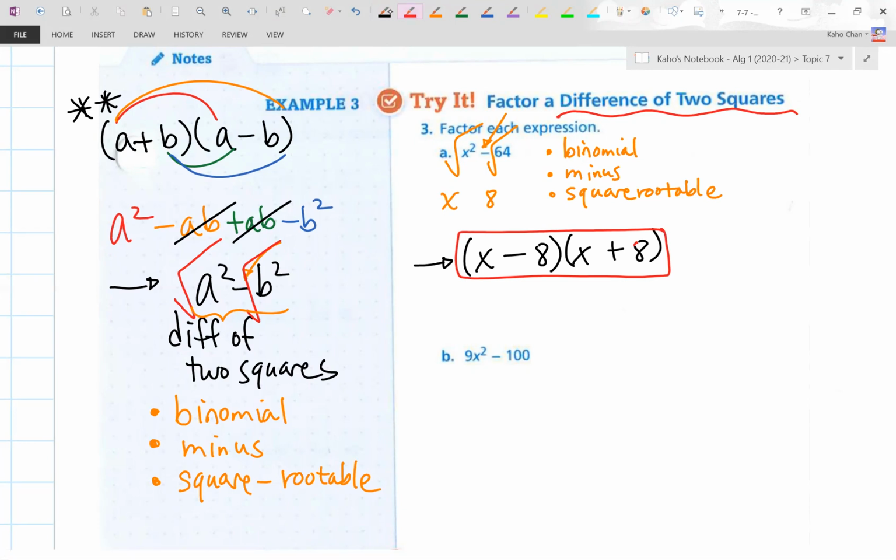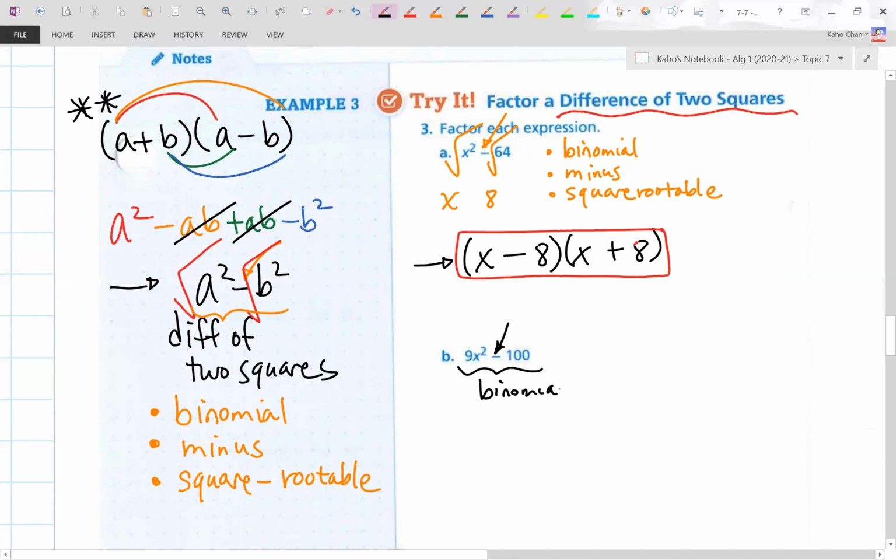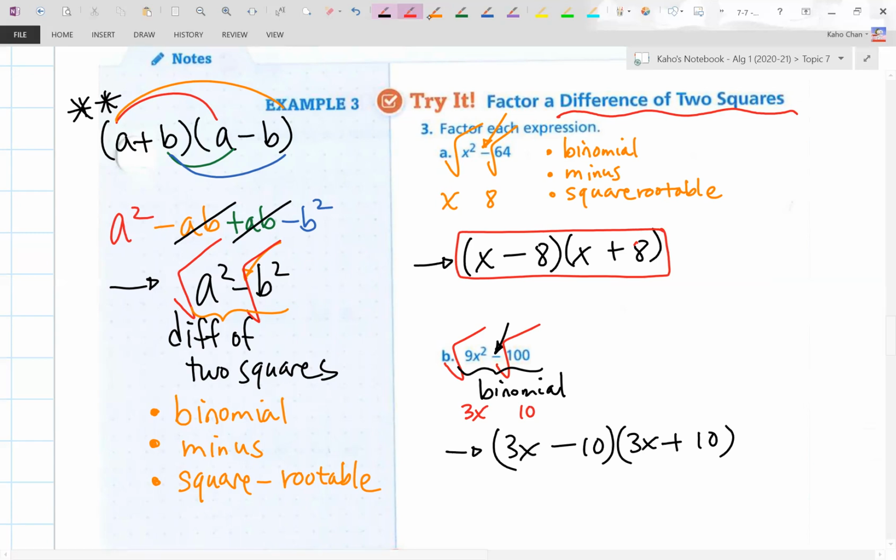Let's try 3b. We have a minus sign, nice. It's a binomial, nice. And the terms, let's see, 9 and 100, yeah, those are square rootable. Yes, the square root of 9x squared is 3x, and the square root of 100 is 10. Yay! This is a difference of perfect squares. Put those there. Put a minus plus, and you're done. These are really fast.